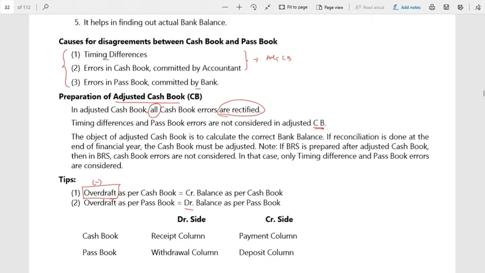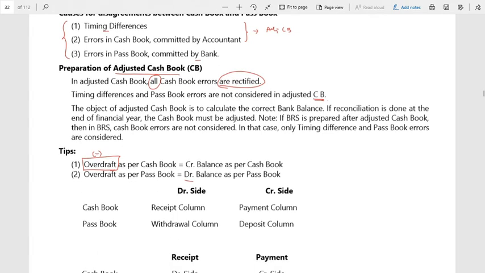So for example, here is a timing difference. During the month of April, bank charges have been deducted. But you come to know only after receipt of the bank statement that there is an interest charge. So the transaction has already occurred. Only thing you don't know is the timing error, but it is not like a cheque not cleared or not paid. The transaction is already occurred. Therefore, if interest or charges are already deducted, since we don't know, it is an error of omission. We have omitted it. That's the meaning. So therefore, we have to record that.